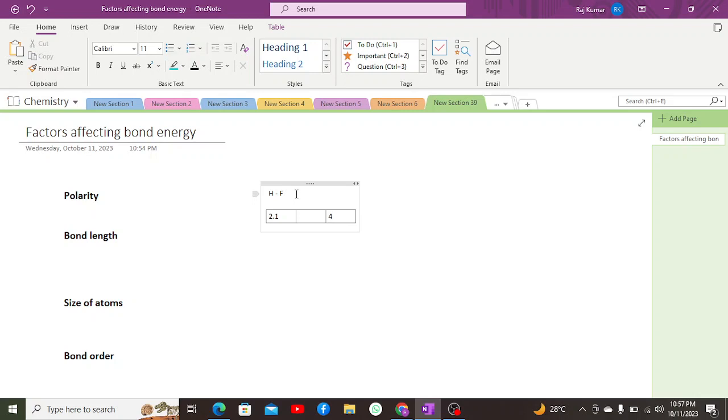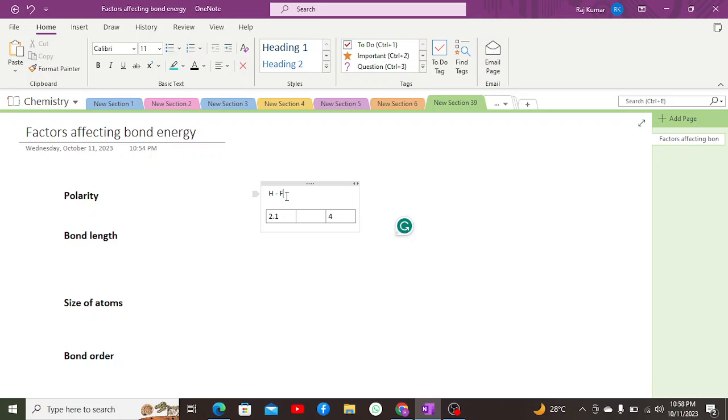Why? Because fluorine has higher electronegativity, it will attract the electron towards itself, due to which fluorine gets the negative charge and hydrogen gets the positive charge, because the electron pair is slightly towards the fluorine. Hence, fluorine becomes slightly negative and hydrogen becomes slightly positive. Now, we can say that the positive and negative charges are different.